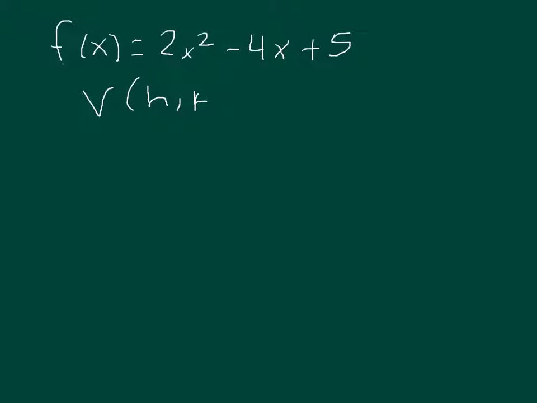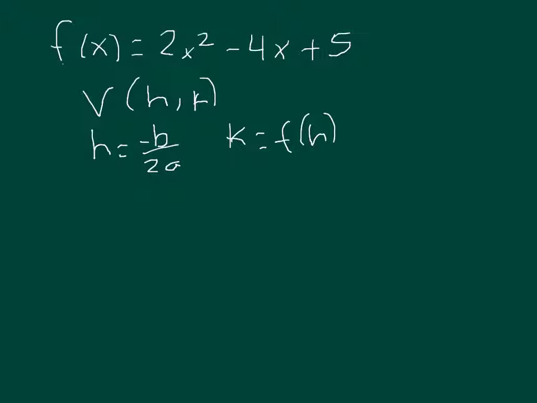one way would be to find h using the opposite of b over 2a, since it's in standard form to begin with. And k is just going to be f of h, or whatever you find for h, you're going to substitute back into the function.